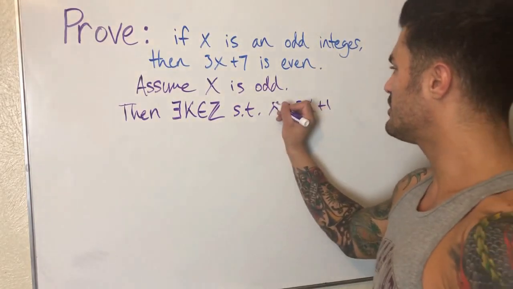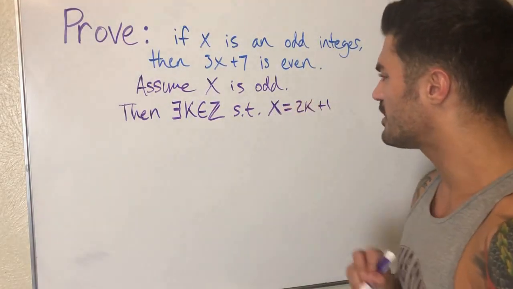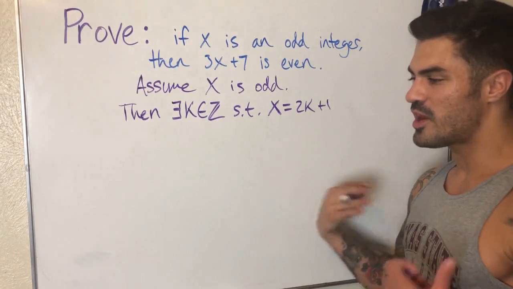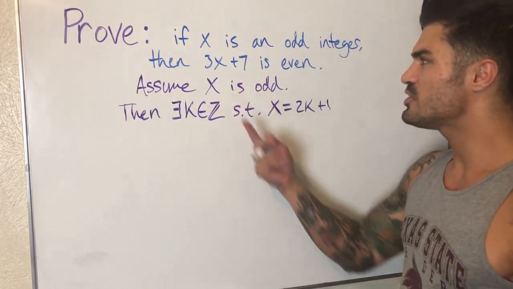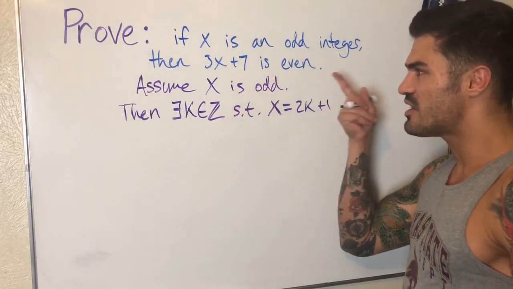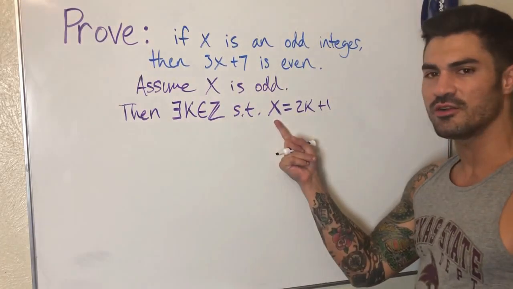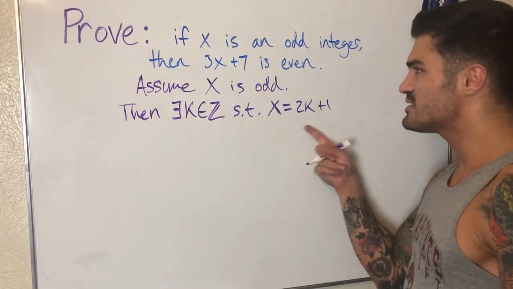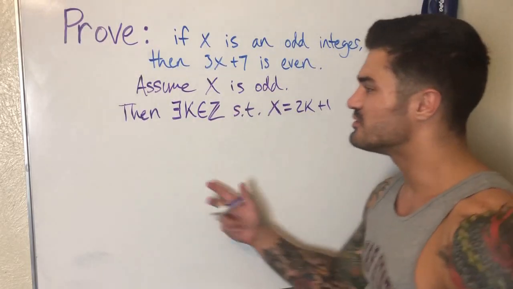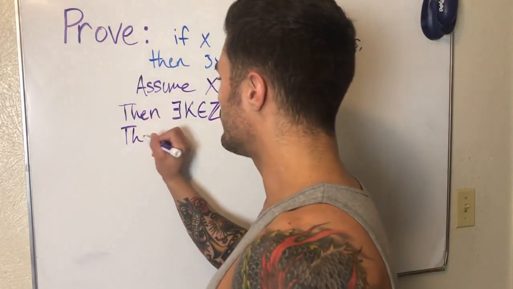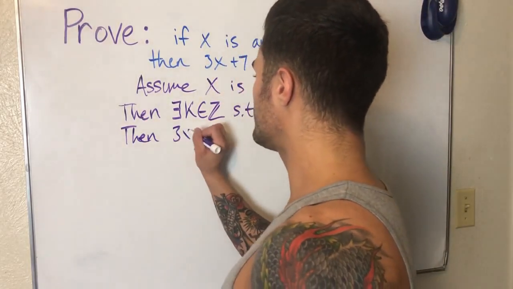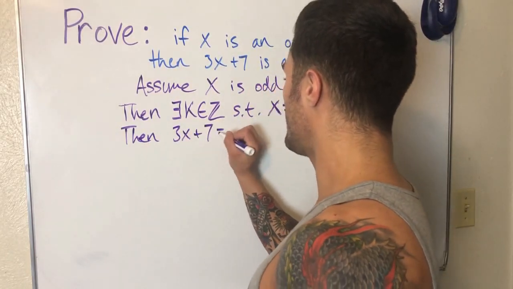Remember that definition? x equals 2k plus 1. All right, now where do I go from here? Well, let's remind ourselves what we're trying to prove. We're trying to show that 3x plus 7 is even. I have x here. I'm going to multiply this x by 3 and then add 7, right? That's 3x plus 7. Then maybe I can get it in terms of k, right?